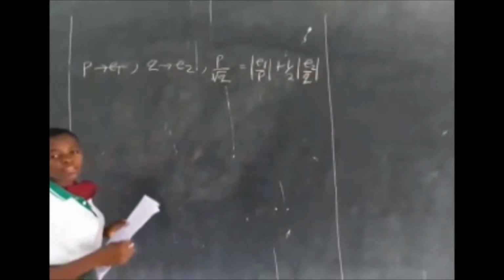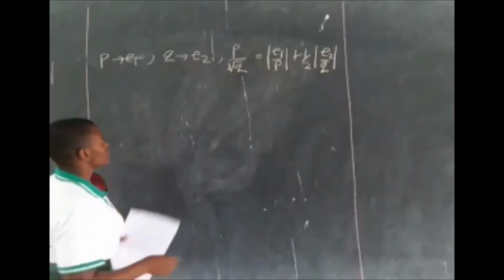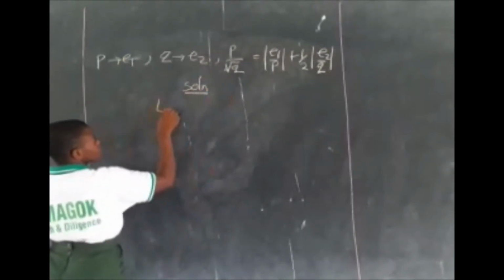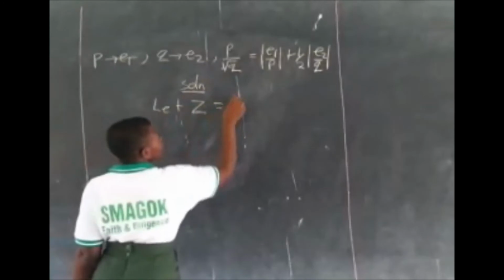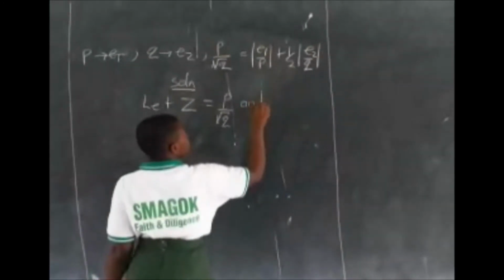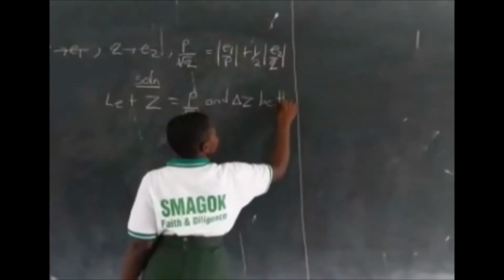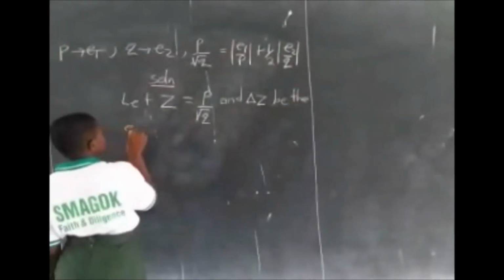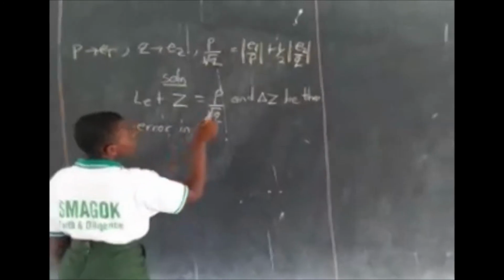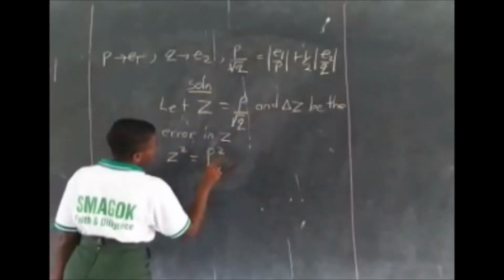Now, there are many ways of working out this number, but we are going to use this method of operationalization. We shall start by letting our function be equal to Z, P out of root Q, and delta Z be the error in Z. Now, this can as well be written as Z squared is equal to P squared out of Q.